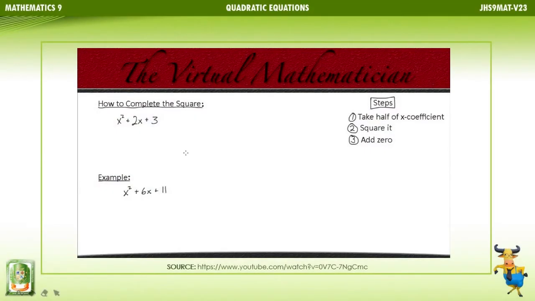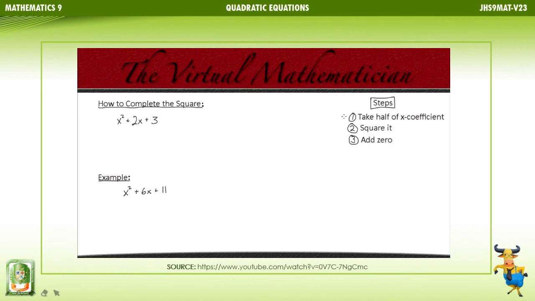Hey everyone, today we're going to be talking about how to complete the square. Sometimes polynomials don't factor so nicely, and in situations like those we're going to have to use this technique called completing the square. I have the steps written up in the corner over here.